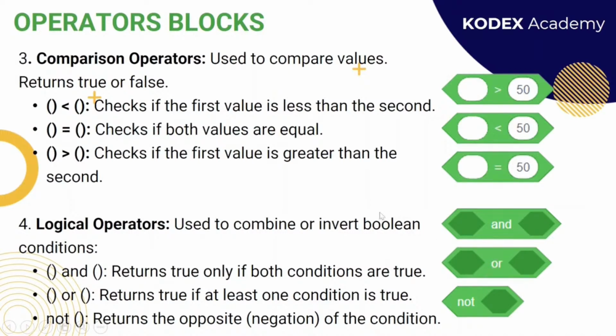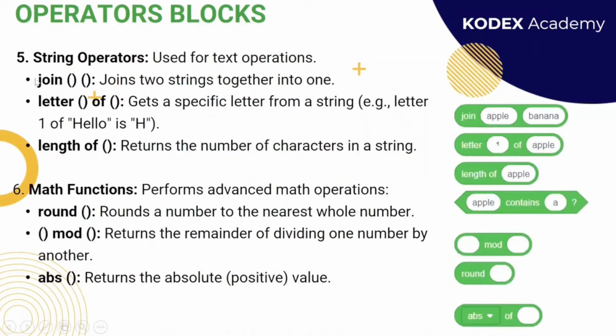Now we move to the next operator blocks. These operator blocks belong to string operators. String operators are used especially for text operations, where you have a text value and you want to join two strings. For example, here is join apple and banana. It means you have two strings, one is apple and another is banana, and with the help of the join block you can join these two strings in a single operation.